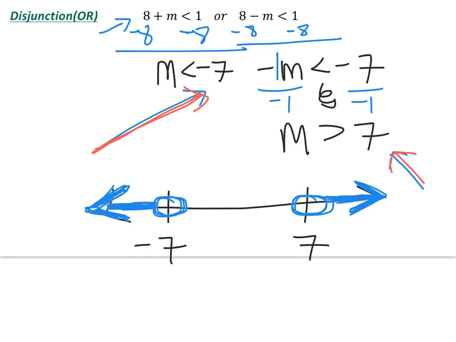With "and" statements, you always shade between the numbers. I don't want to say always, but most of the time you shade between the numbers. And if it's an "or" statement, you'll shade out. They'll go opposite directions.